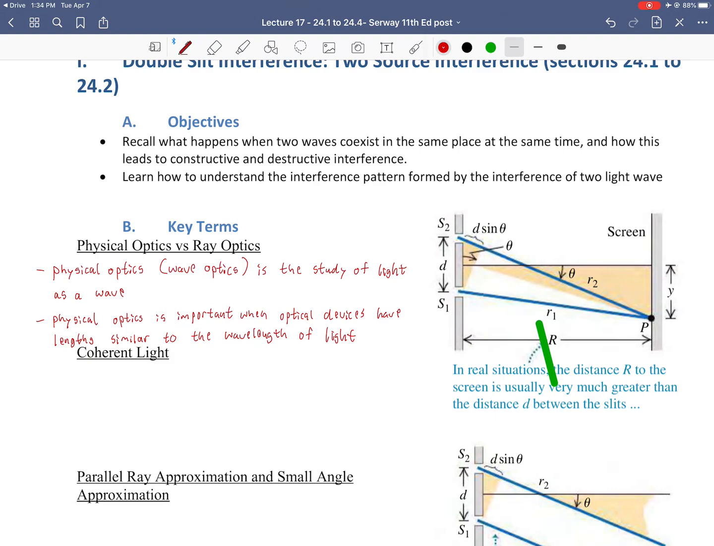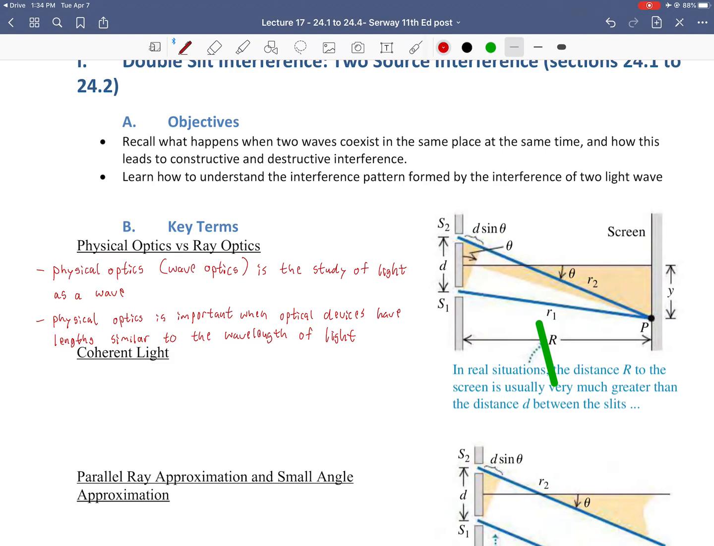If we're talking about visible light, that's going to be in the 350 to 750 nanometer range. So if our optical devices are on that scale, or really within a factor of 10 of that scale, then we need to use wave optics. So you can think of wave optics, physical optics, as a more careful study of light.